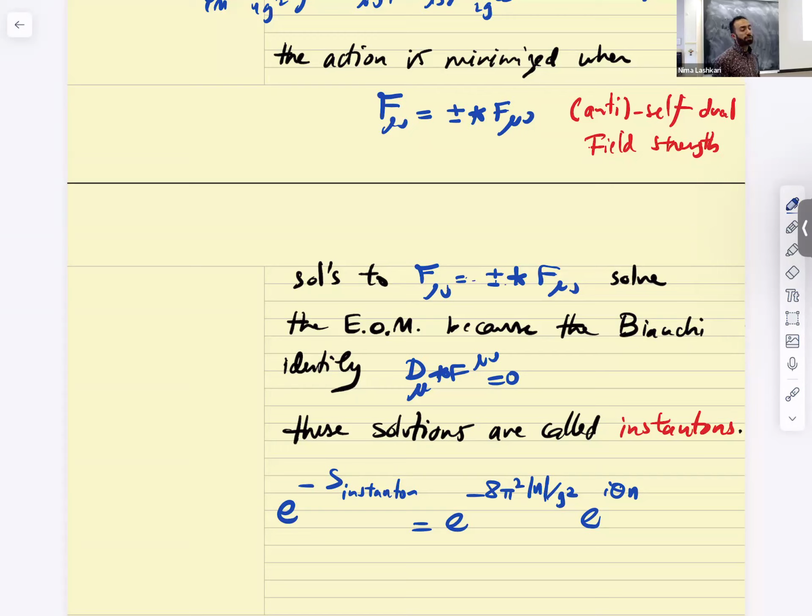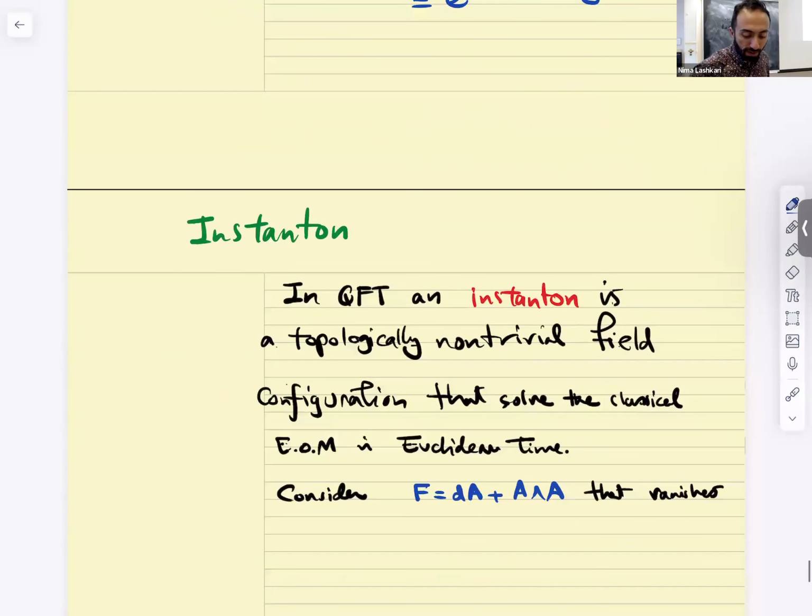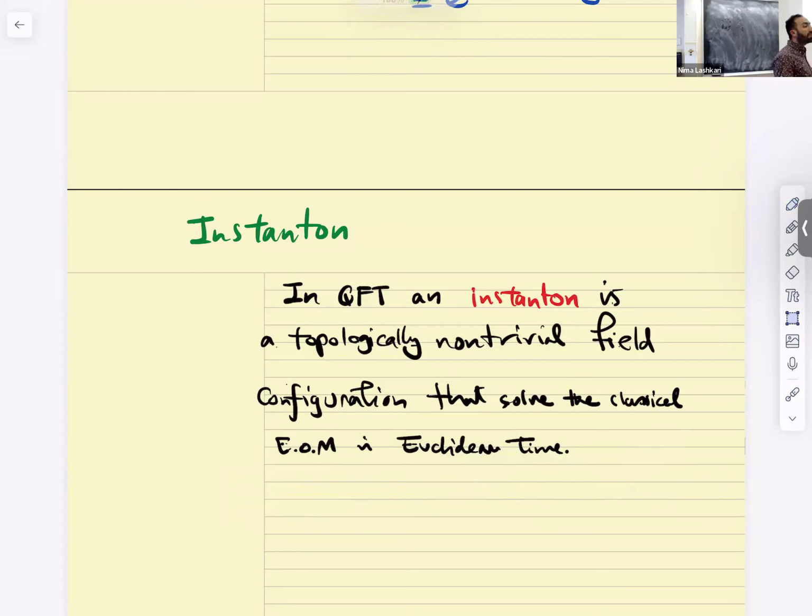In the context of gauge theory, yes. Correct. Actually, that's my next point. In quantum field theory, an instanton is a topologically non-trivial field configuration that solves the classical equations of motion in Euclidean spacetime. Let me not comment on this. Sorry. However, in the context of gauge theory, we're talking about gauge transformations of the topology, right? Because the rest is like gauge redundancy.